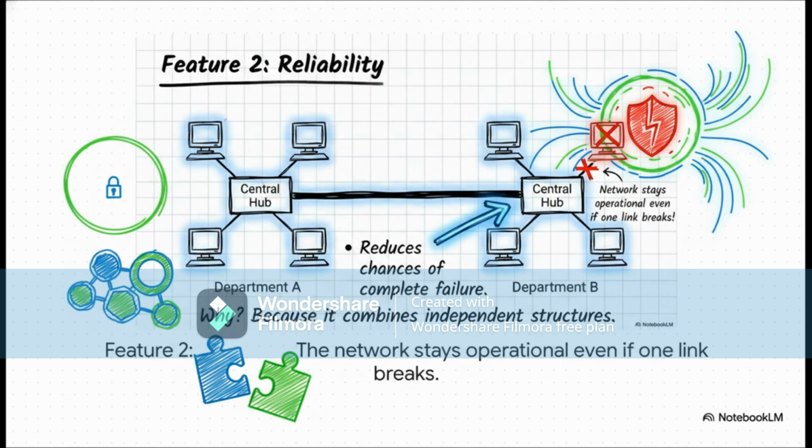Next superpower, reliability. And this one is a lifesaver. Look at this diagram. One computer has a problem, right? Its connection is out. Now, in some other network setups, that could be a catastrophe. It could bring everyone down. But not here. With a hybrid setup, the problem is isolated. The rest of the library computers are fine, and the science lab doesn't even notice. Everything else just keeps chugging along.